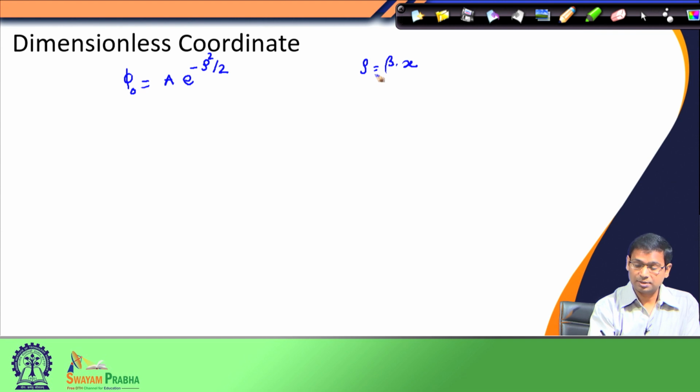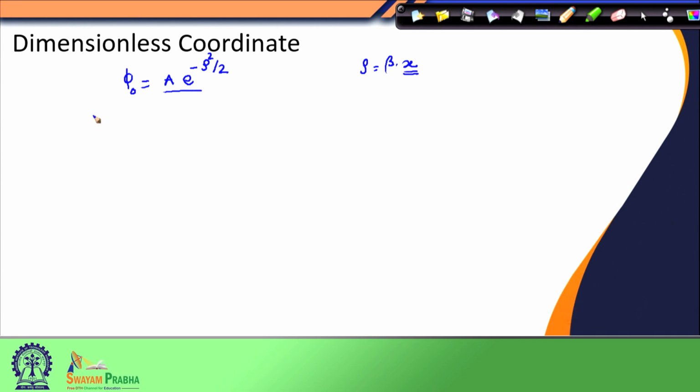Now, since rho is beta x, the limit of rho is also going to be the same as the limit of x, that is from minus infinity to plus infinity. And if we have to normalize this function, you would see that phi 0 star phi 0, now instead of integrating in the coordinate of x, I am integrating in the coordinate of rho, this one should be 1. So, therefore, A square times the integral from minus infinity to plus infinity of e to the power minus rho square d rho.